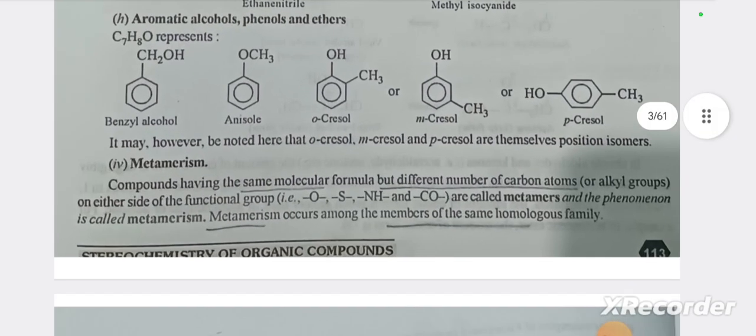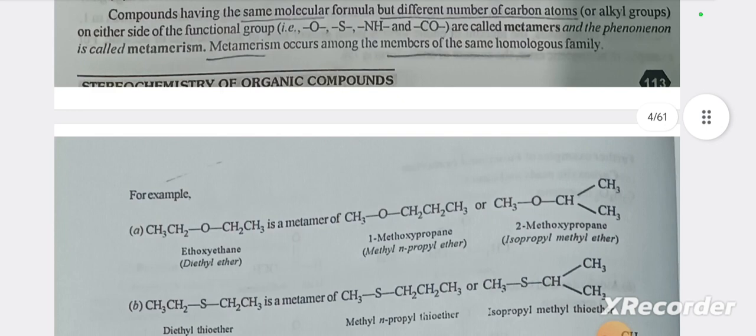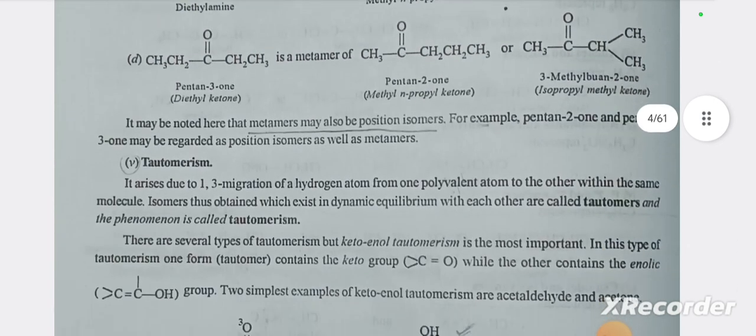Fourth, metamerism: compounds having the same molecular formula but different number of carbon atoms or alkyl groups on the side of the functional group are called metamers, and the phenomenon is called metamerism. Metamerism occurs among the members of the same homologous family.